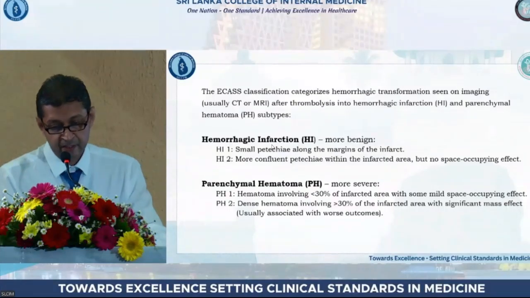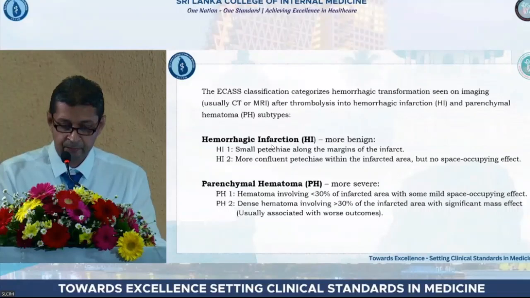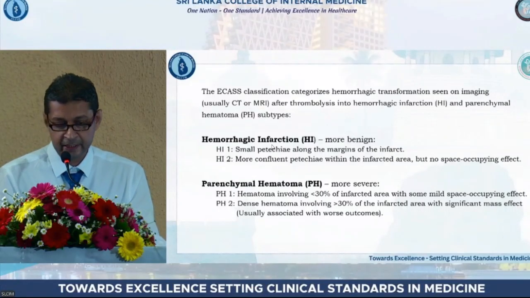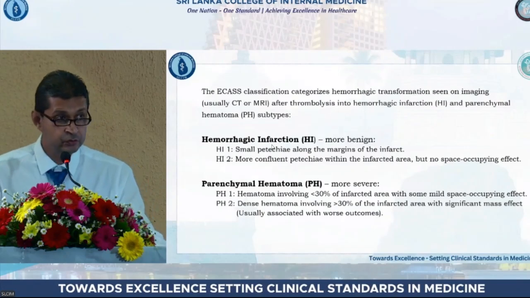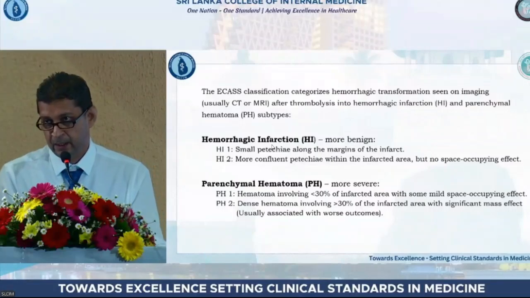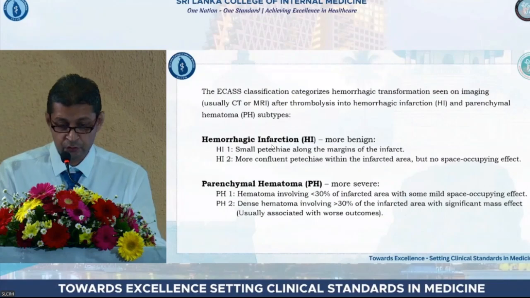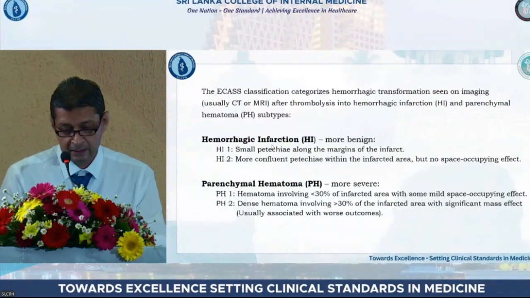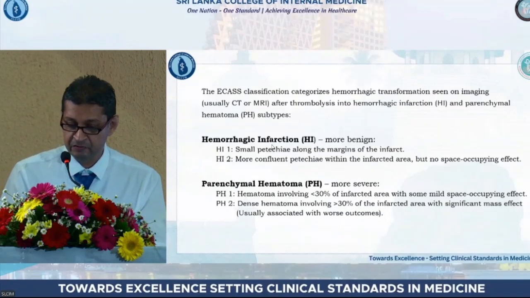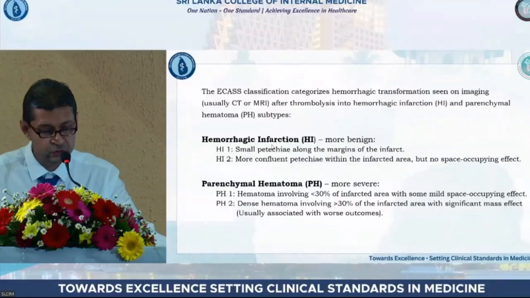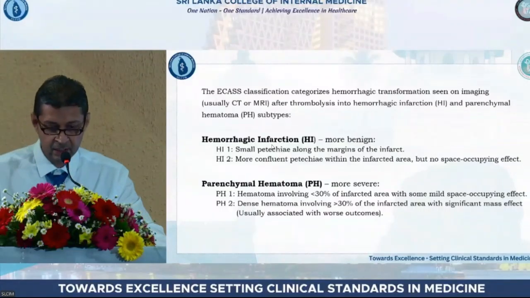they say they are benign, and parenchymal hematomas, we categorize them as PH1 and PH2, and parenchymal hematomas are the pathological hemorrhages. So especially PH2, with dense hematoma involving more than 30% of the infarcted area with significant mass effect, is usually associated with worse outcomes.